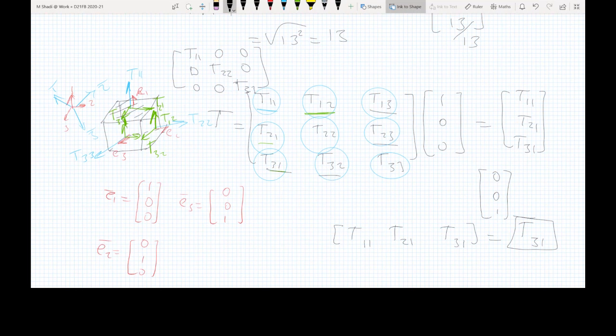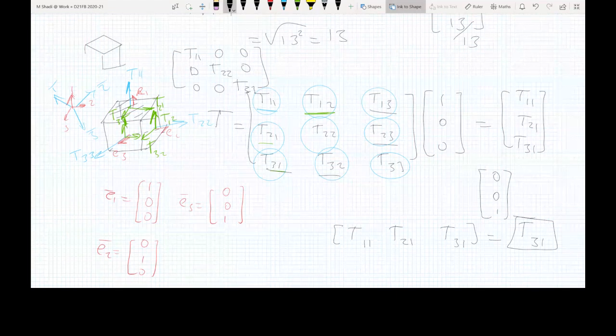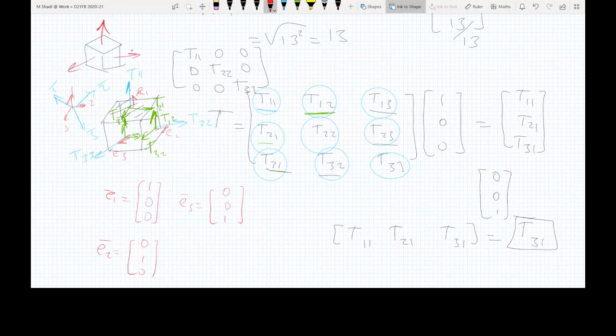Now, this is a possibility. There is a certain coordinate system in which the stress would be projected only in the normal directions. In this coordinate system, this cube here will project the stress completely in the normal directions. So it's going to be T11, T22, and T33. So it is pure normal stress.